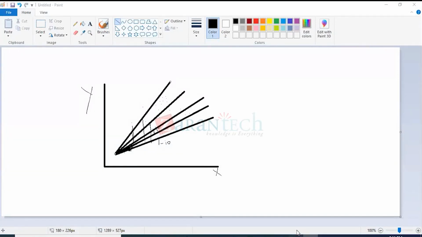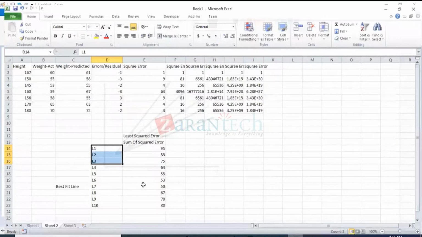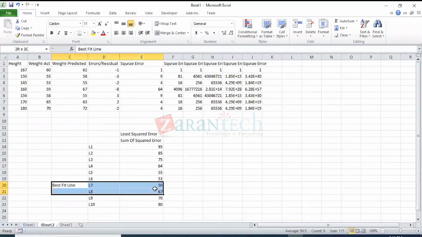Okay. And based on that, whichever value is least, what this actually signifies is that since my error is least, my line is passing through most of the data points. That is, the difference between my actual and predicted is the least. So I can say that I can use this line to predict the new weight based on the height. Okay. Thank you.